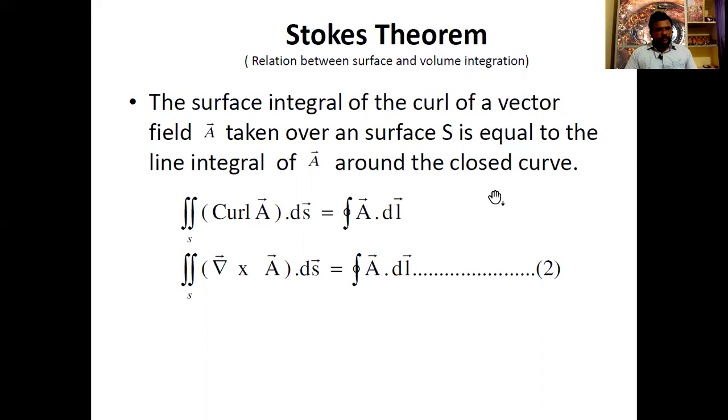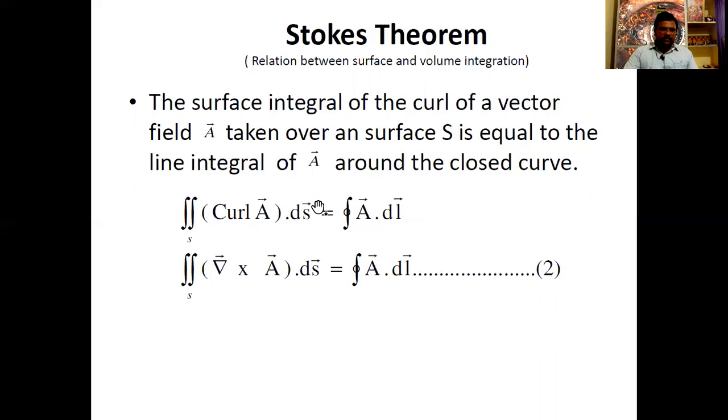Next, Stokes theorem. The surface integral of the curl of a vector field A taken over any surface S is equal to the line integral of A bar around the closed curve. Here, we are taking a curve, some random curve, but it should be a closed curve. If we take the line integral of a particular vector field along the line, then that will be integral A bar dot dl bar.